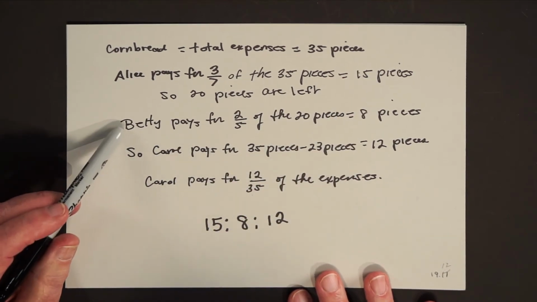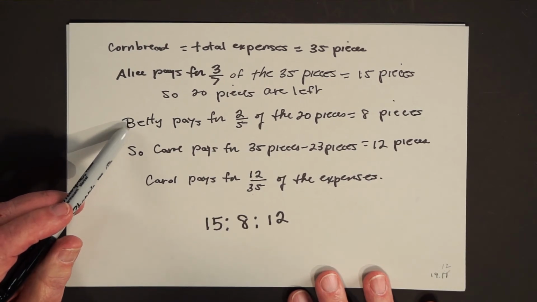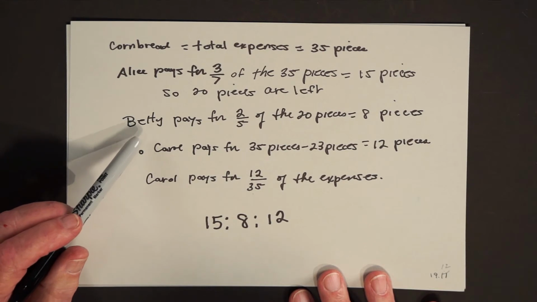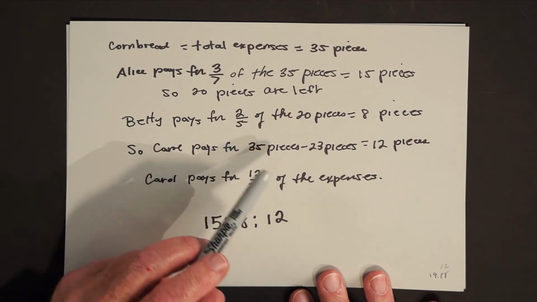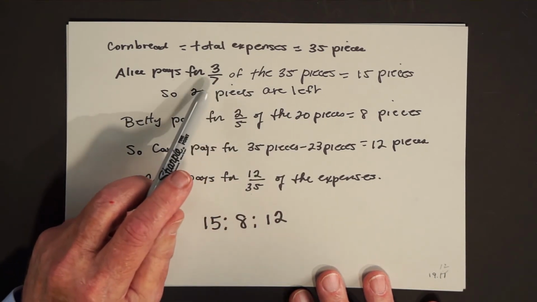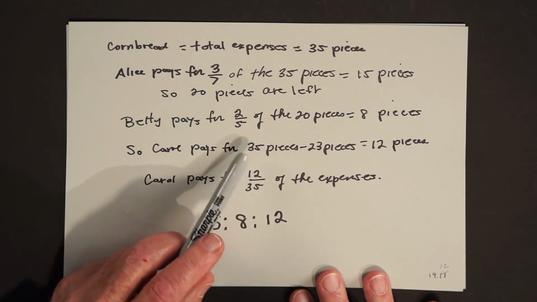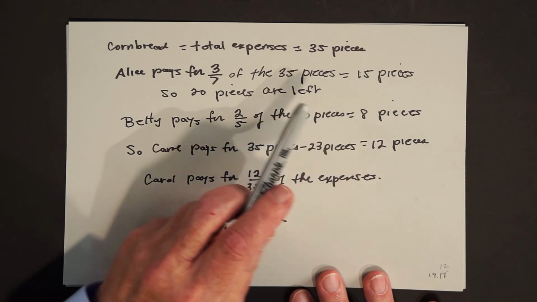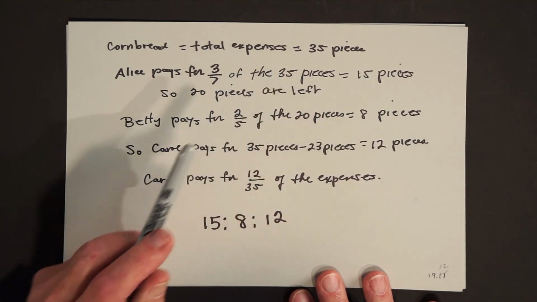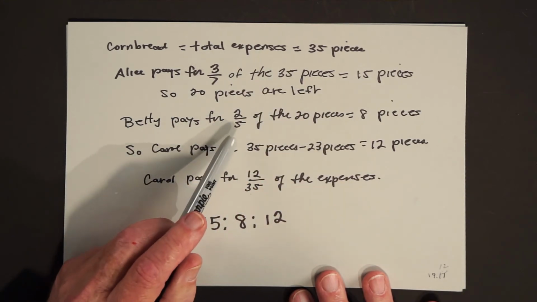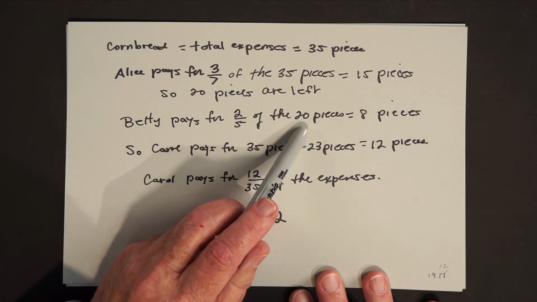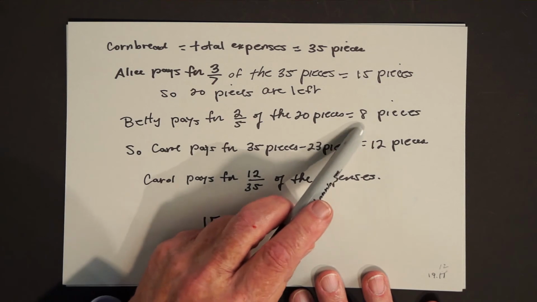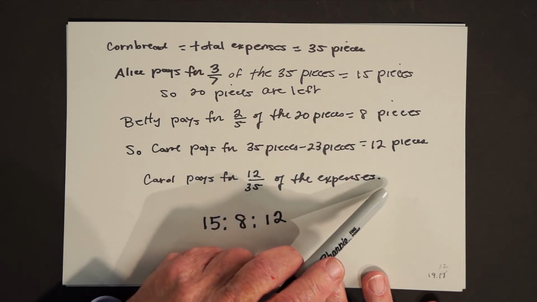Now in the previous practice problem, Betty paid for 2/5 of the total expenses. This time, she's paying for 2/5 of what's left. And what's left is now what? Alice took care of 15 pieces. There were 35 pieces altogether. So Betty is going to pay for 2/5 of the 20 pieces. And 20 divided by 5 is 4. 4 times 2 is 8. So she pays for 8 pieces.